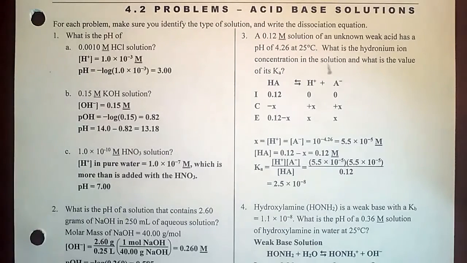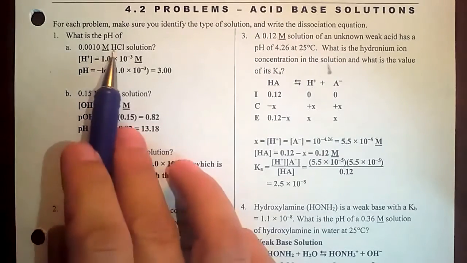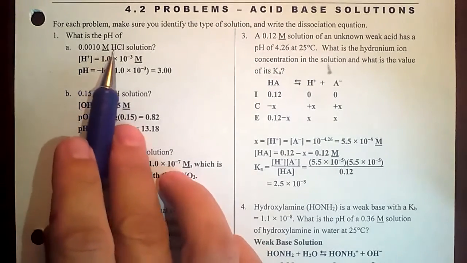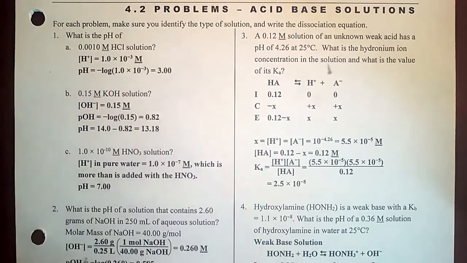On 4.2 problems, there's not a lot to say for 1 and 2. Know your strong acids and bases, and then the molarities become the molarities of H plus and OH minus. You might also have to convert to moles and then put it over liters. I know they wrote this a bit odd, but if you see that this is going to give you moles, that answer then exists on the top of the fraction and is divided by the liters, giving you molarity.